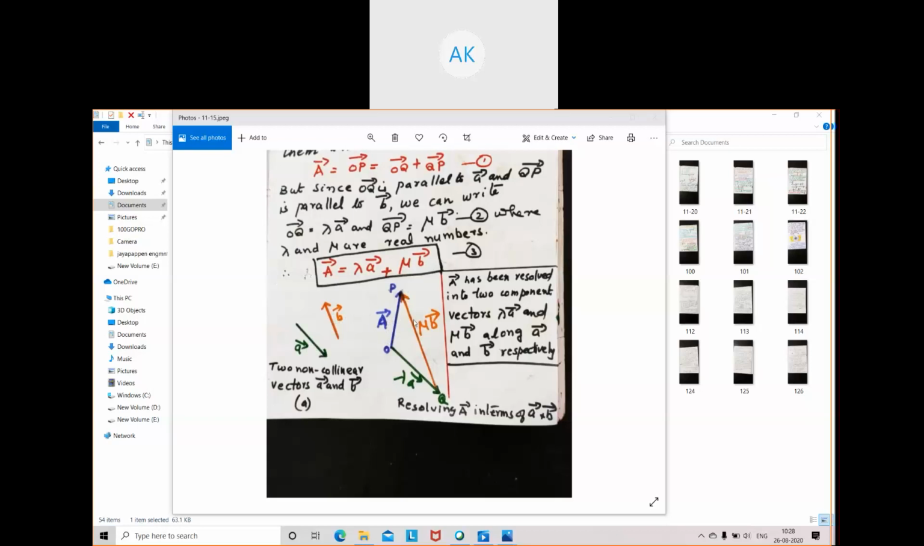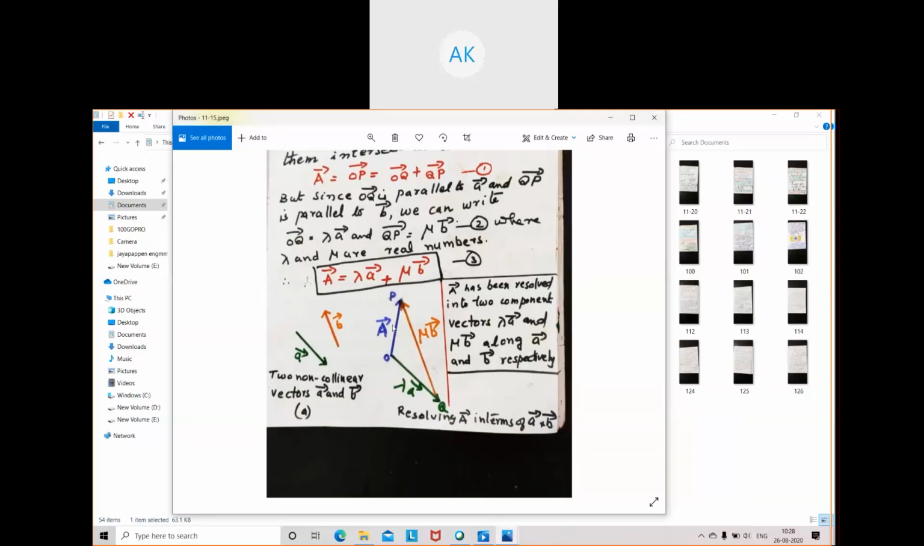We have to resolve vector A, split vector A, in the given two directions. Two directions are given. In those two directions only you have to split that vector. Understood? Not in any other direction. Very easy. First vector A is drawn with the same magnitude and same direction. Okay, vector A is drawn.